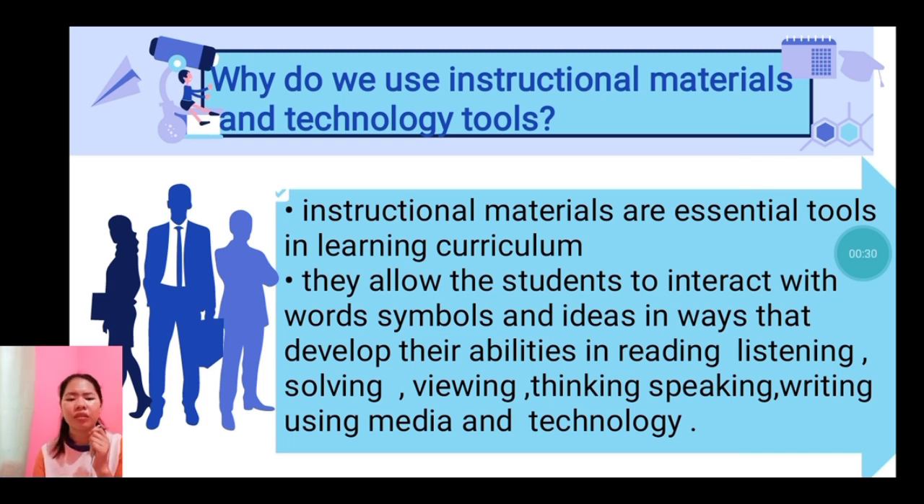So we cannot grab any materials just to deliver and use them, but we have to identify each purpose. They should be related to what we deliver in the classroom, not only related to our subject, but of course related to the particular topic that we're going to discuss in our classroom.